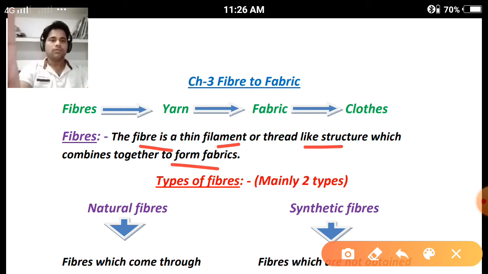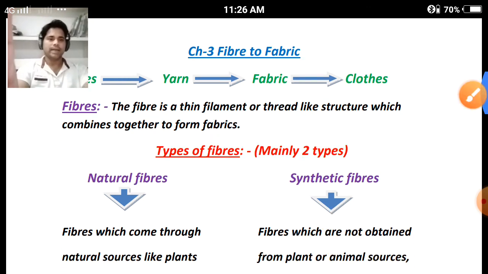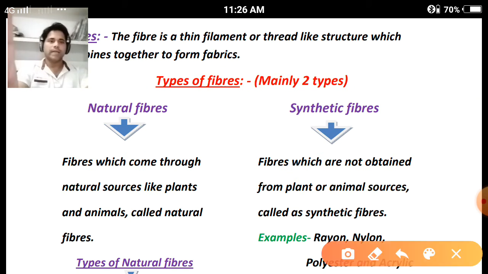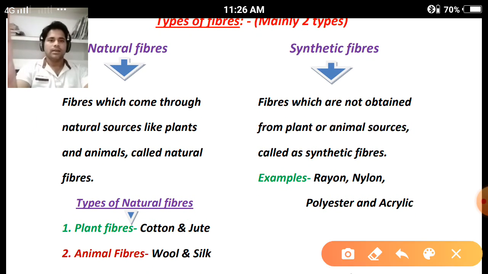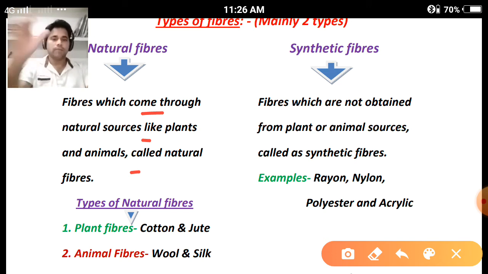Next, what are the types of fibers? How many types are there? There are two types of fibers. First is natural fiber, second is synthetic fiber. What are we going to discuss regarding natural fibers? Fibers which come from natural resources like plants and animals are called natural fibers.